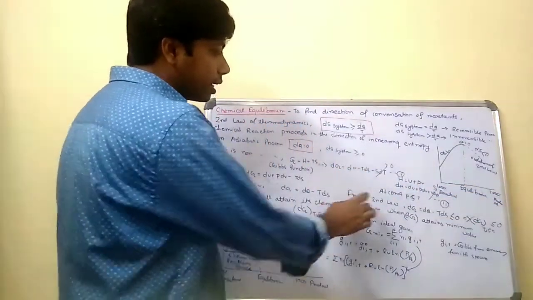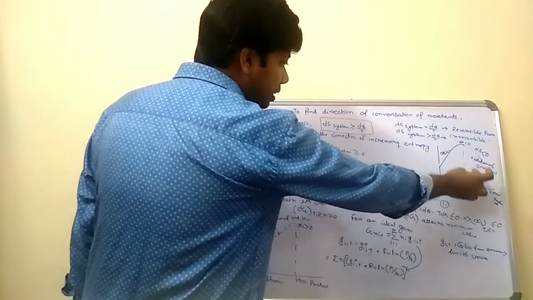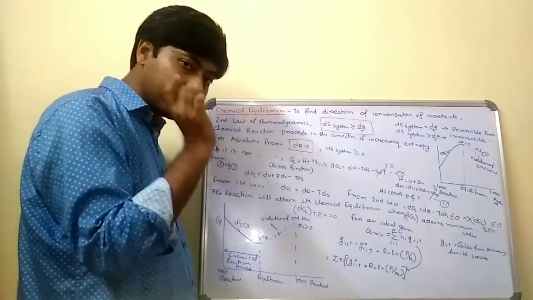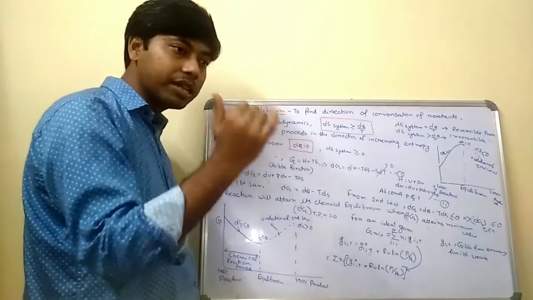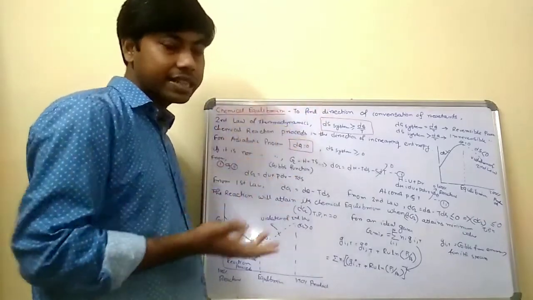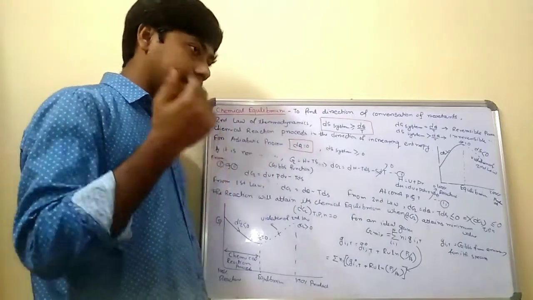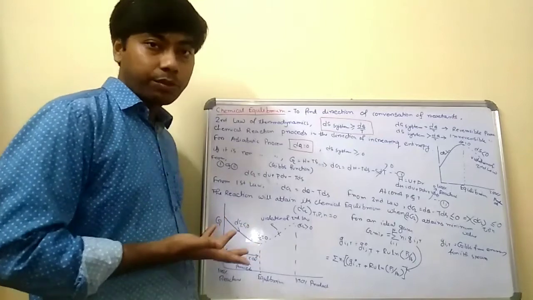And you know that if dS is equal to 0, then for the adiabatic process, we can say that the chemical reaction takes place and that is basically the equilibrium condition. Now, the question may arise in your mind: if it is a non-adiabatic process, what happens?